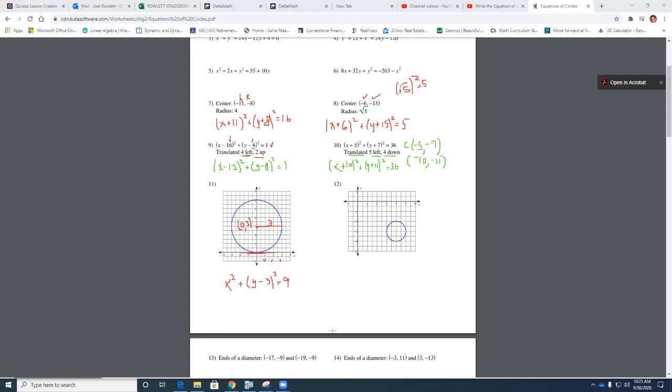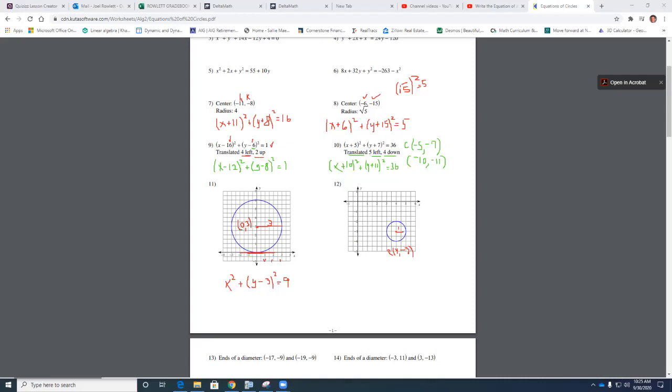Let's look at problem number 12. Well, to get to the center of this circle, it appears that I have to go over 4 and then down 3. So this center is going to be 4, negative 3. And the radius goes from x is 4 to x is 5. So it looks to me like the radius is actually 1 unit long. So the radius is 1.